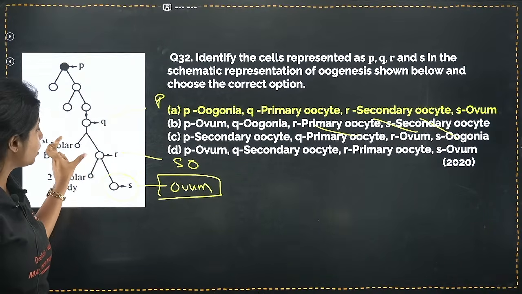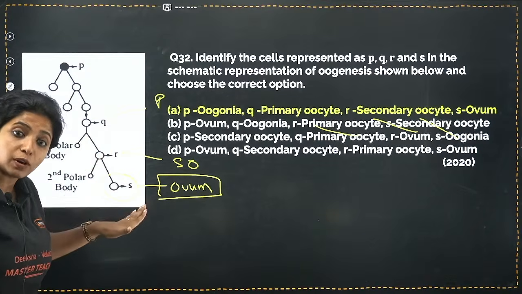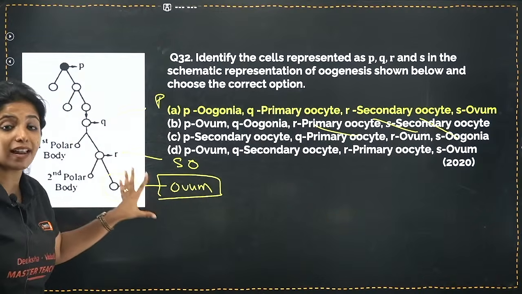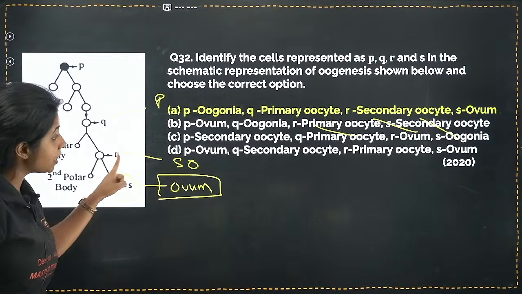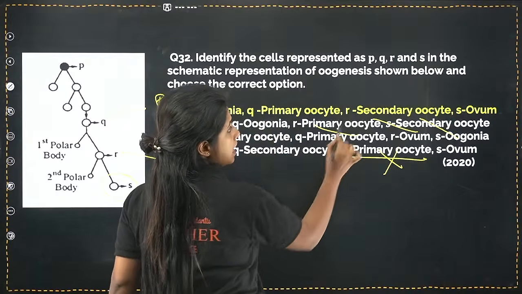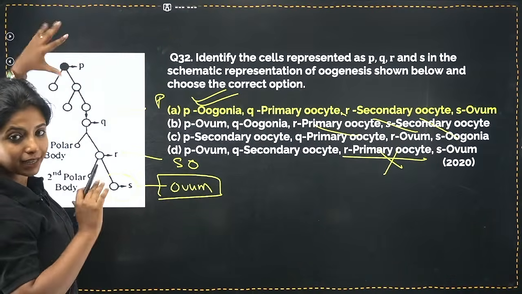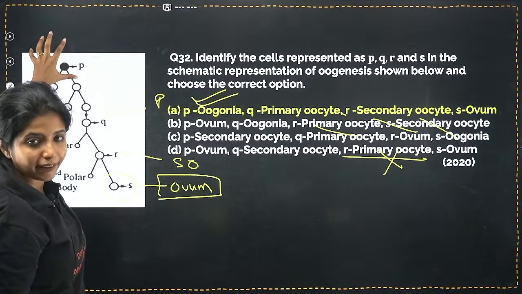The primary oocyte is going to unequally divide into the first polar body and the secondary oocyte. This undergoes meiosis again and you get the second polar body and you finally get the ovum. So R is what? Secondary oocyte. Over here R is primary oocyte, which is why this option is also wrong. I just have this option which is going to be correct. What is P? P is basically the grandmother over there, that is oogonia.